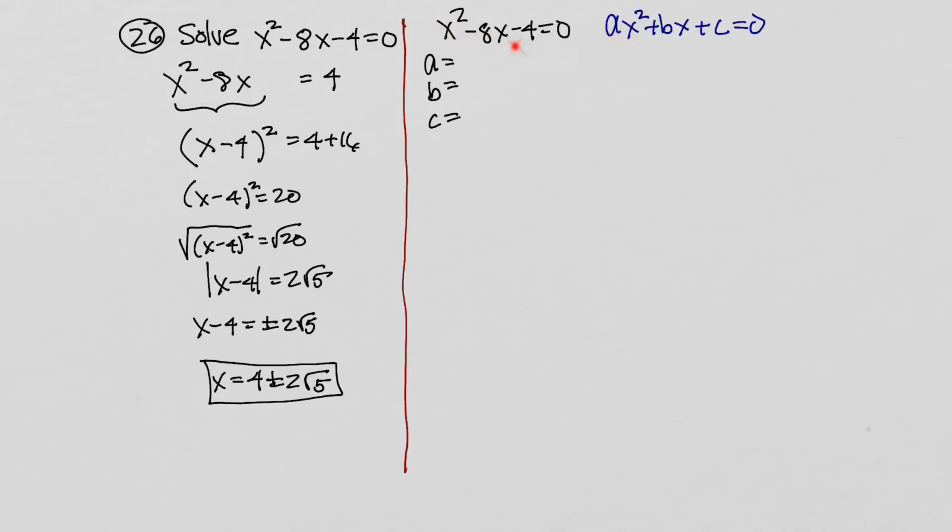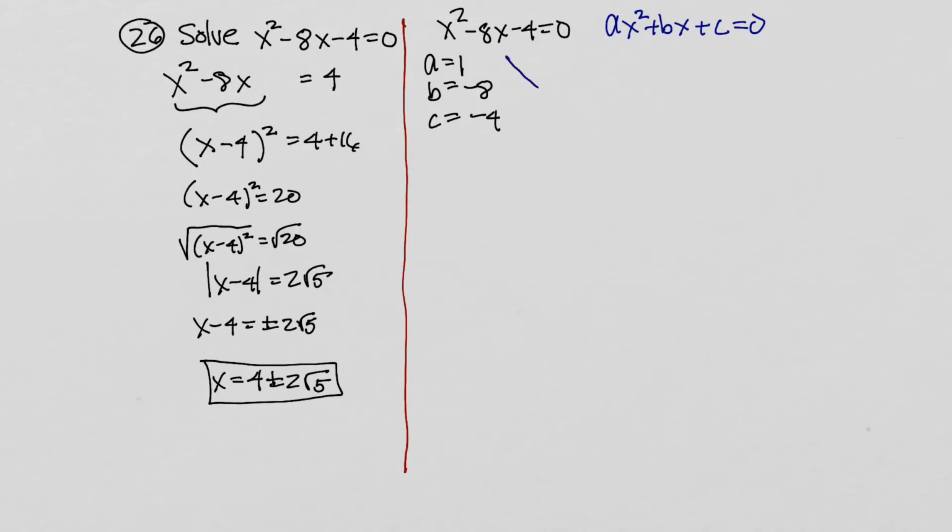A is the coefficient of x squared, and our coefficient over here is a 1. B is the coefficient of the linear term, and our coefficient of the linear term here is negative 8. So our b is going to be negative 8. And c, that's a constant. Our constant is negative 4. So let's write that. We'll get negative 4 here.